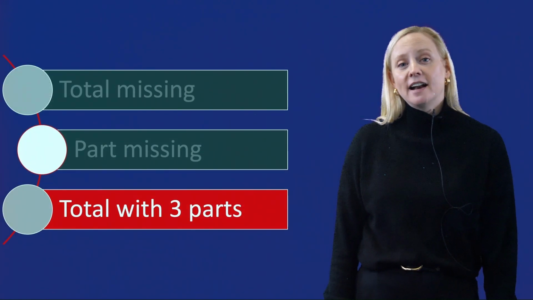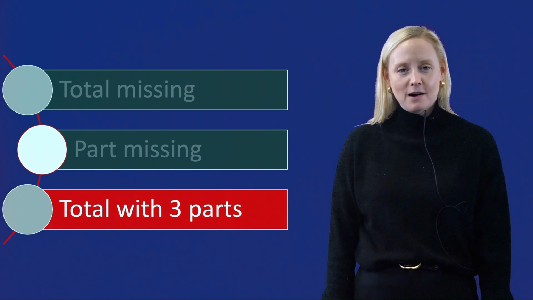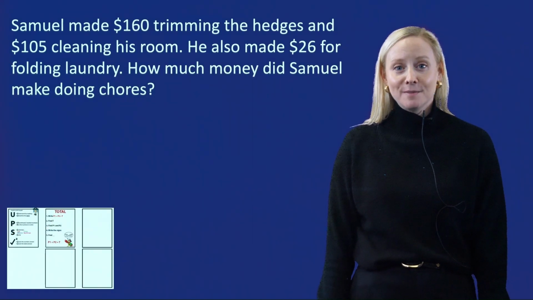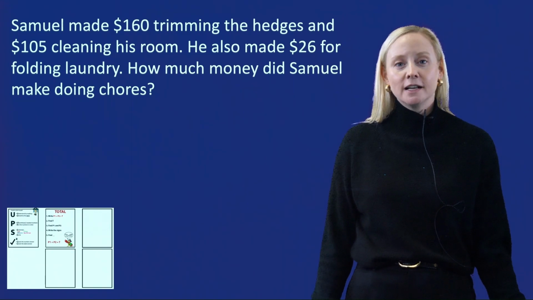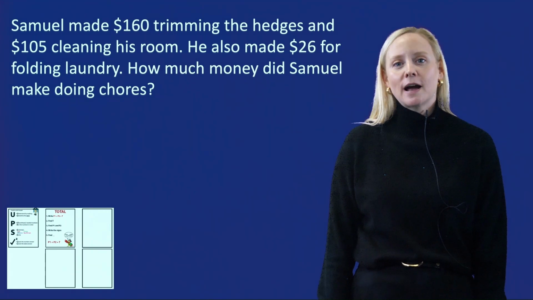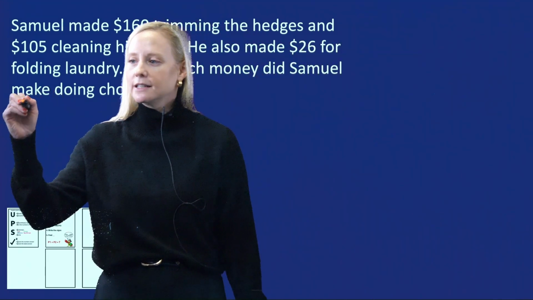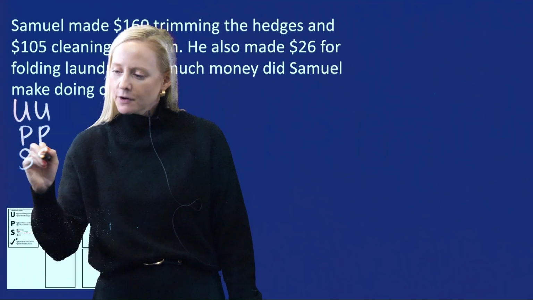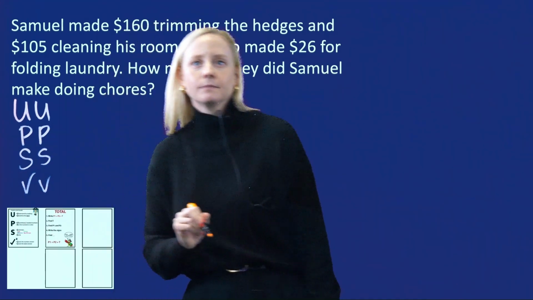Let's now take a look at a total problem with 3 parts. Here we always want to check for a table or a graph. I don't see one. If I did see one, I would number it. So I'm going to go ahead and write my UPS check squared attack strategy letters on the side as a guide for me to work through the problem.